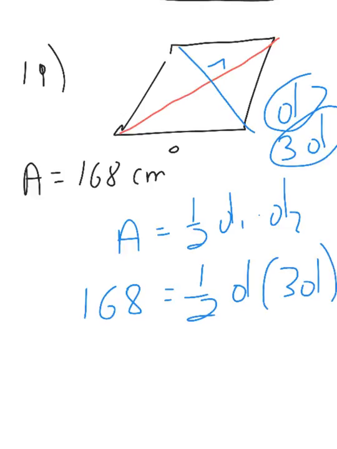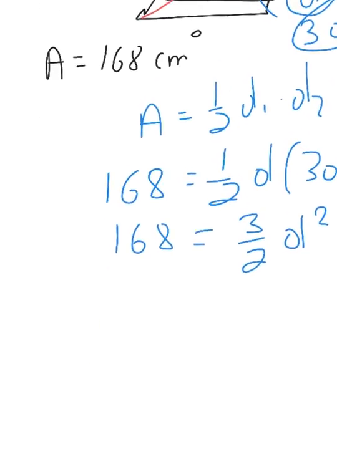Okay? Now algebra. 168 is equal to 1/2 times 3, which is 3/2, times d times d, which is d squared. So now what I have is this. 168 equals 3/2 times d squared. Okay? Let's not work with decimals. Let's use fractions.